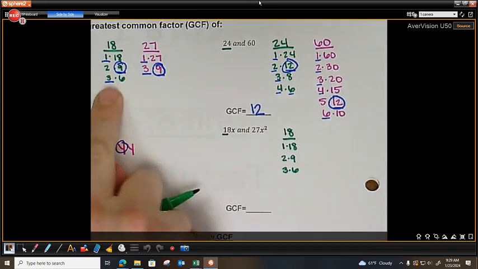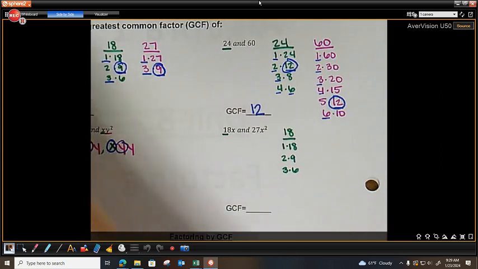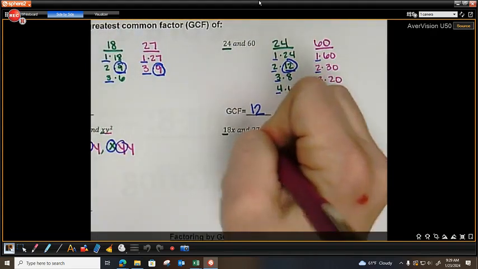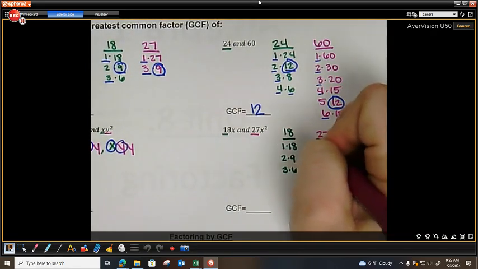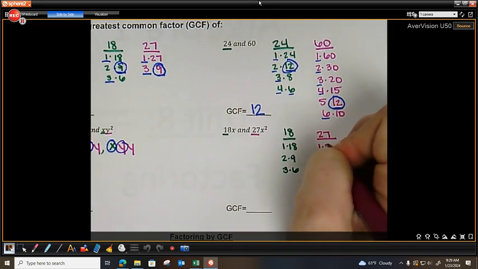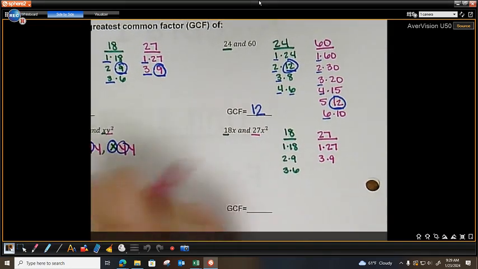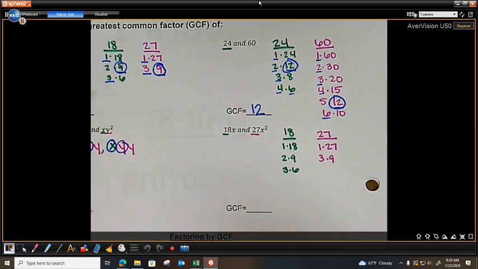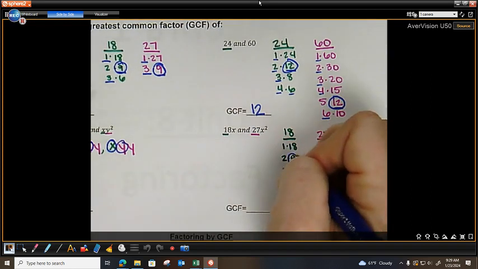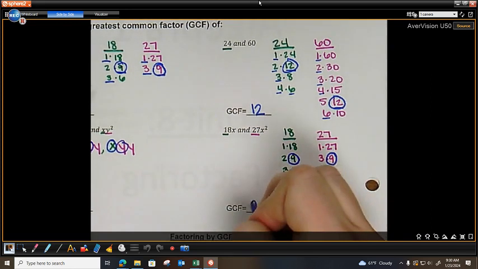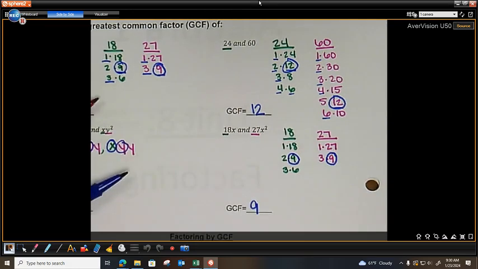So I'm just copying down my 18 factor pair list. And we're also going to be resourceful because I already listed out my 27 factor pair list. So I'm just copying that down from here as well. So what was the largest number on both of those 2 lists? 9. So 9 is my numerical GCF.